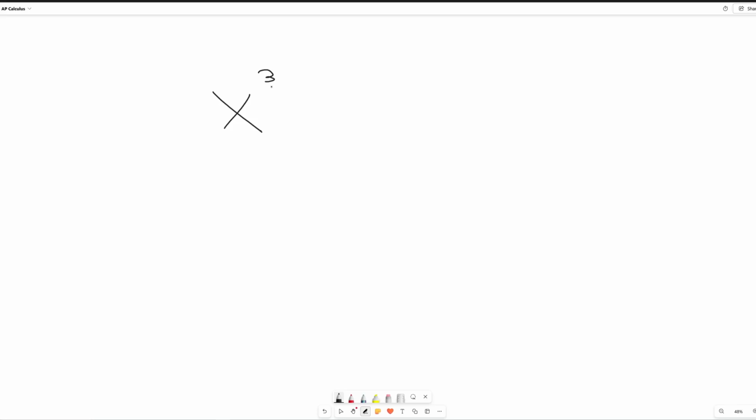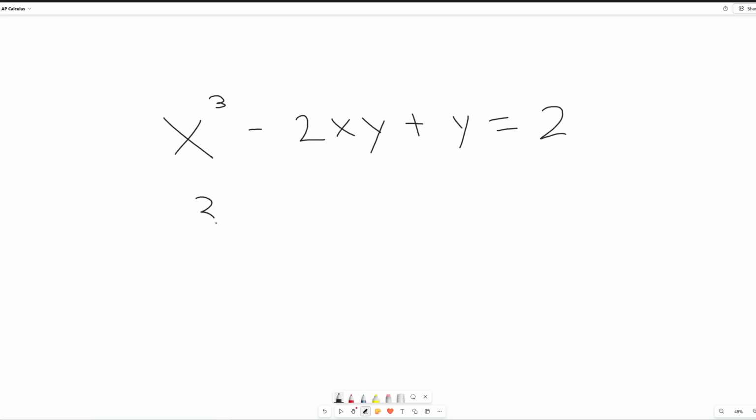So let's give a function: x cubed minus 2xy plus y equals 2. All right? X cubed just becomes 3x squared. Minus 2xy, we have to use product rule. So for the first part, derivative of the first times the second, derivative of x is 1, and the y stays the same. So it's minus 2y.